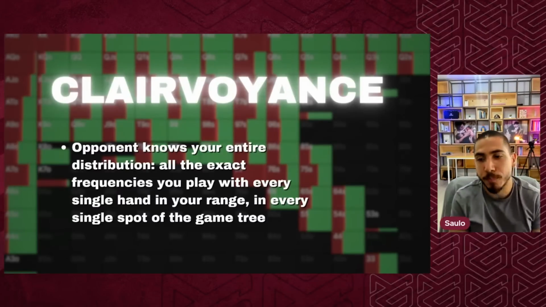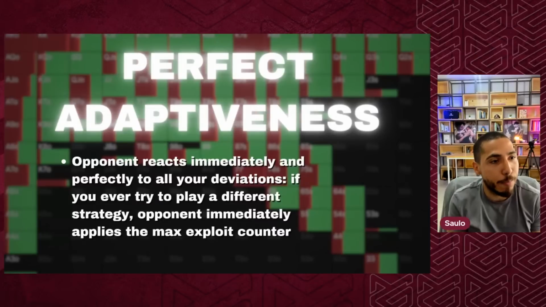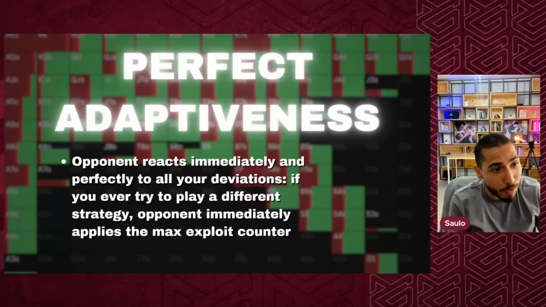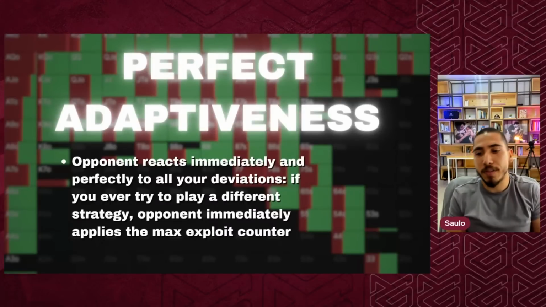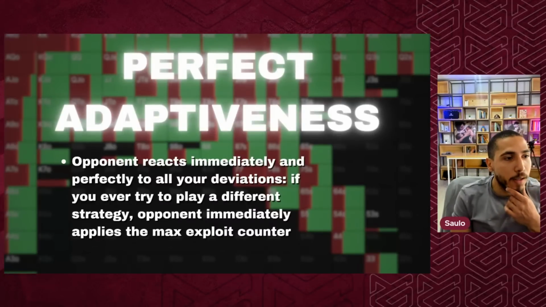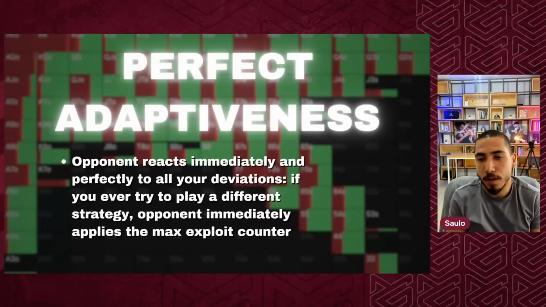That's clairvoyance. And there's also the element of perfect adaptiveness, which means that the opponent can react immediately and perfectly to all your deviations that you ever try. If you ever try to play in a different way, the opponent immediately counters. Okay, so these are the assumptions that go through in a theoretical context, particularly in an equilibrium context.